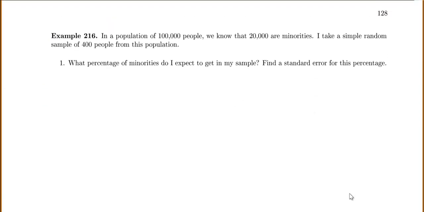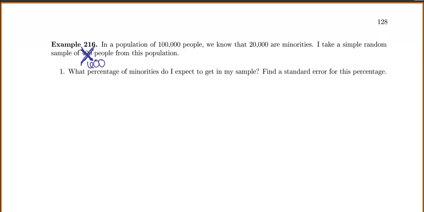And again, we're just practicing now. So, example 216, in a population of 100,000 people, we know that 20,000 are minorities. I take a simple random sample of 400 people from this population. I really don't know why all of my examples have been 400. Let's just change that up. Let's make that, say, 600.